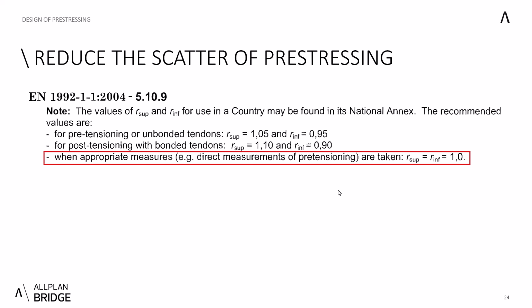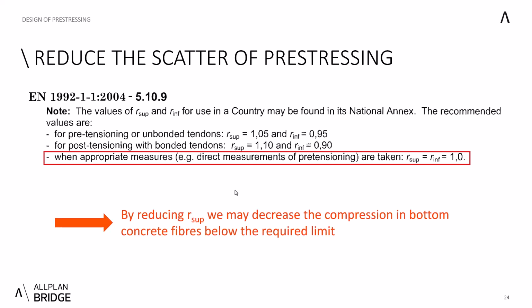At the same time, the Eurocode states that when direct measurements of prestressing are taken, then we can reduce its prestressing scatter. Considering the fact that both prestressing force and the tendon elongation at its stressing are measured, we can take r_sup and r_inf equal 1.0. Note that many countries decrease the scatter of the factors r_sup, r_inf in their national annexes. For example, Austria, Belgium, Netherlands and Singapore.